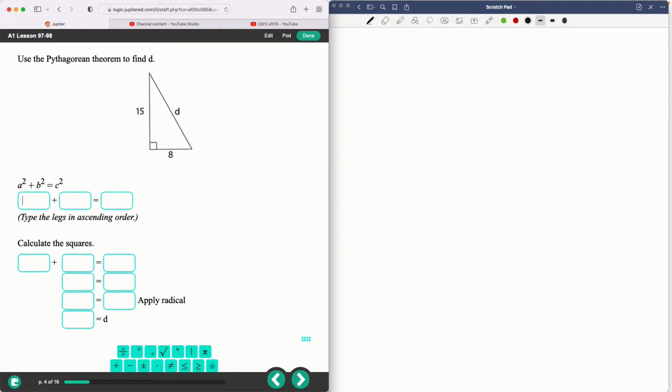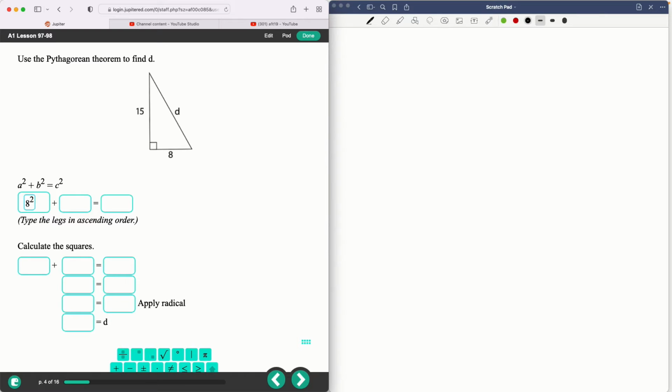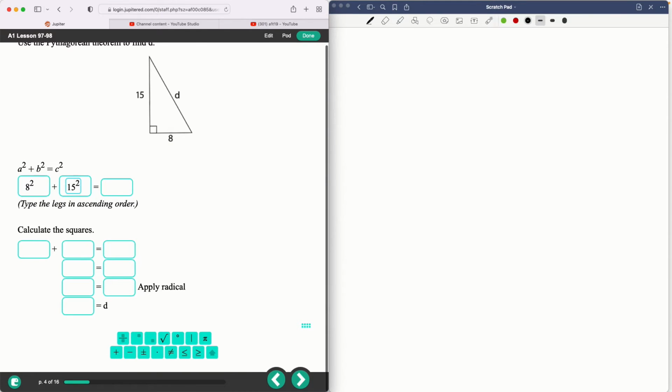So the upright is, actually I'm doing the bottom this time, so I did do it a little differently. Sorry for that. 8 squared, 15 squared, but that's why I'm showing it to you, so you know which blanks to put what in. And d squared is the hypotenuse. All right, we know that 8 squared is 64, 15 squared is 225, and we still have d squared here.